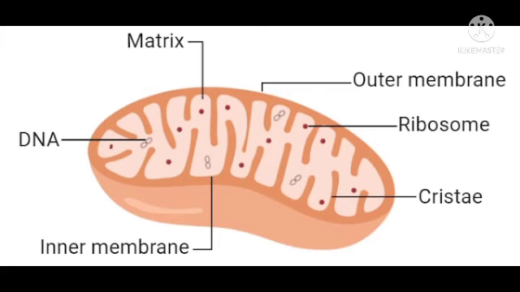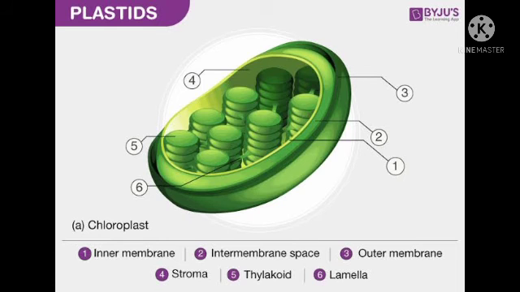So here mitochondria is used to break down the food particles, and it produces the energy which is needed or utilized by our cell. That is why mitochondria is named the powerhouse of the cell. This is the major function of mitochondria. Next we are going to see about plastids.